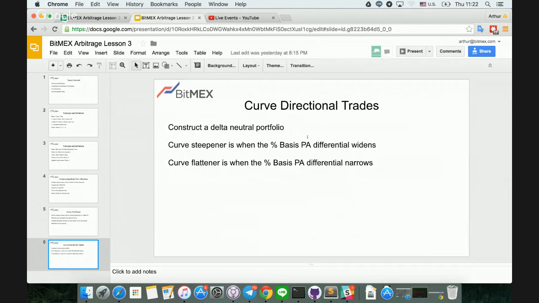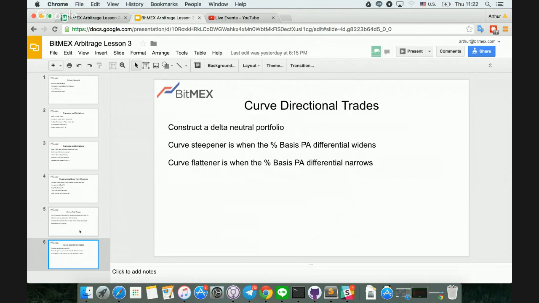So to summarize this, in both of these types of trades, we are constructing delta neutral portfolios, i.e. there is no risk in terms of the spot price of Bitcoin. And what we want to do is capture interest rate differentials, whether that's the curve steepening or flattening.